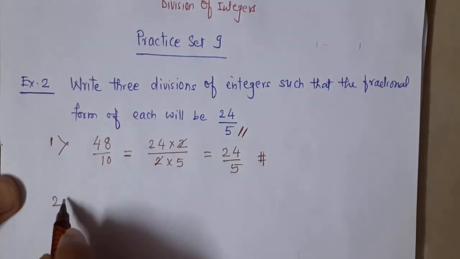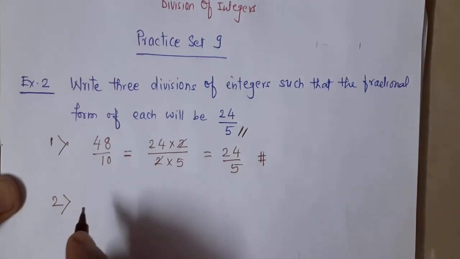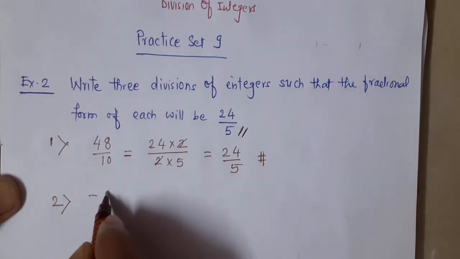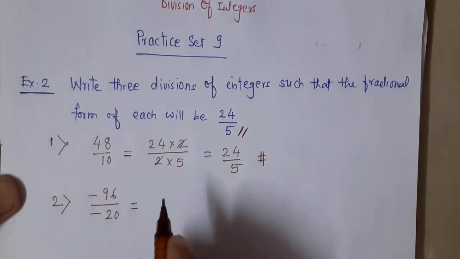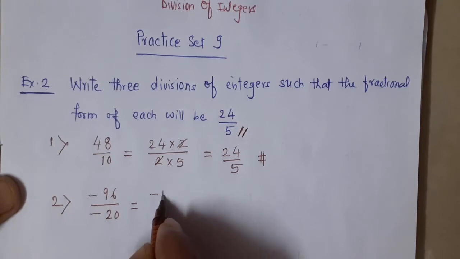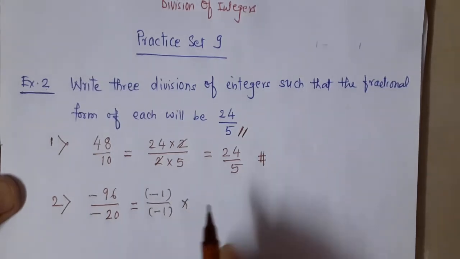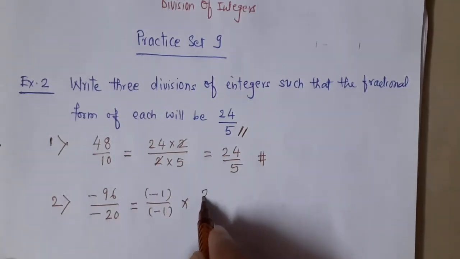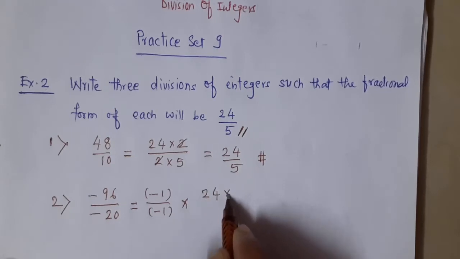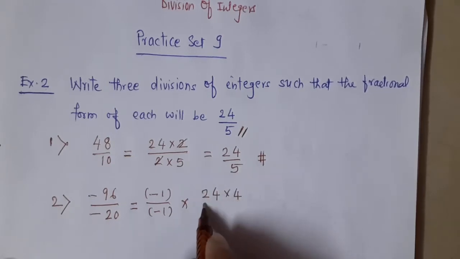Second example, I can take as minus 96 by minus 20. You know that this is minus 1 divided by minus 1 multiplied by. How can I simplify this 96? I can simplify it as 24 by 4 and 5 by 4.